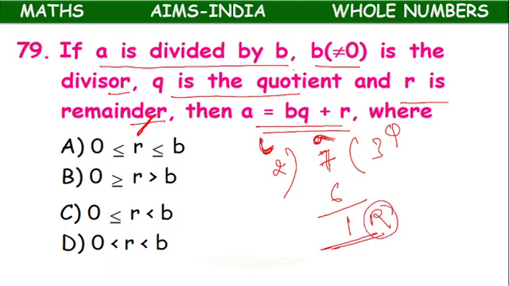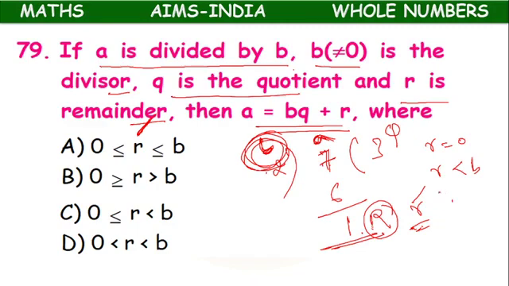Then what is the relation of the remainder? Greater or smaller? How does the remainder lie? Remainder always lies between 0 and divisor. It may be equal to 0 or it may be less than B.